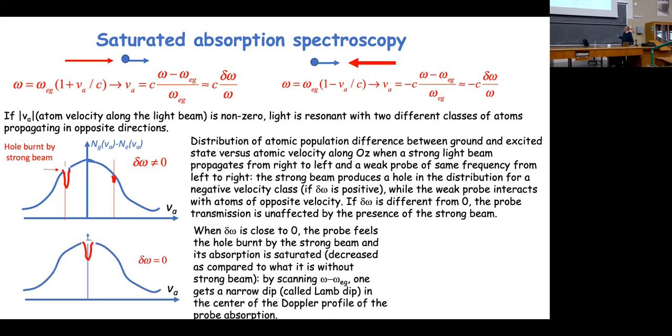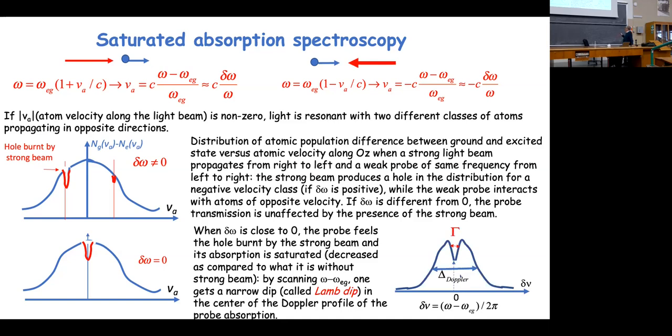And what happens in this case is that these 2 holes merge, and you see now that the weak beam will be less absorbed because there will be fewer atoms in the ground state due to the strong beam. So there is a decrease of absorption of the weak beam at the center of the Doppler profile, the Maxwell velocity distribution. This reflects in this way.